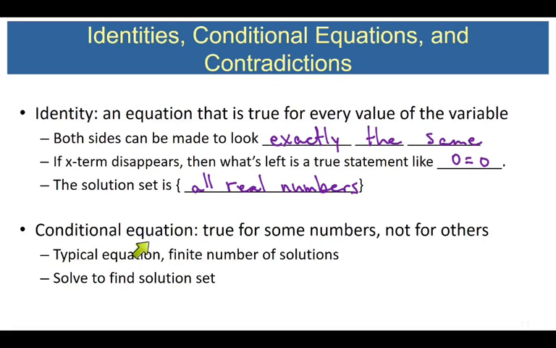Now, a conditional equation is what we've been solving up to now. Conditional equations are true for some numbers, not for others. It's a typical equation like the ones we've been doing. They have a finite number of solutions. In our case so far, each equation has had one solution, and you have to solve to find the solution set.